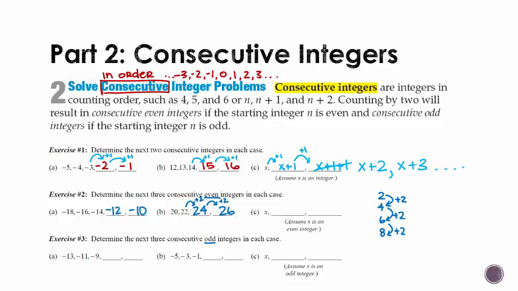So let's say I gave you x. You would add 2. So this would be x plus 2. And then the next one you'd add 2 more. So it would be x plus 4.